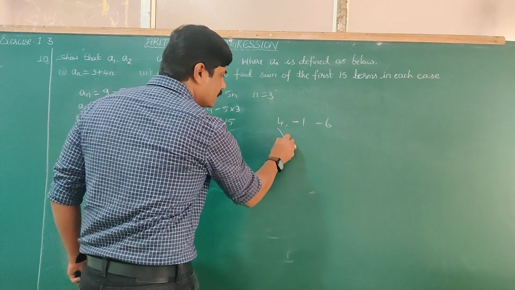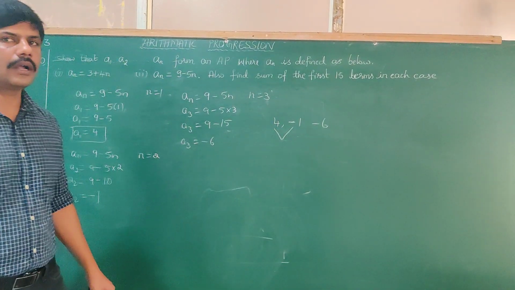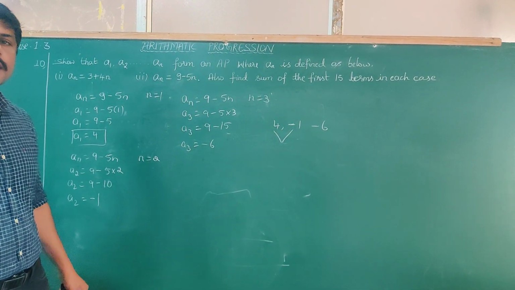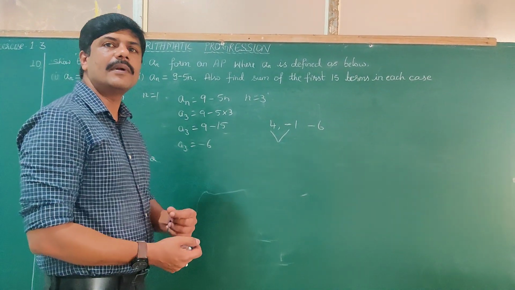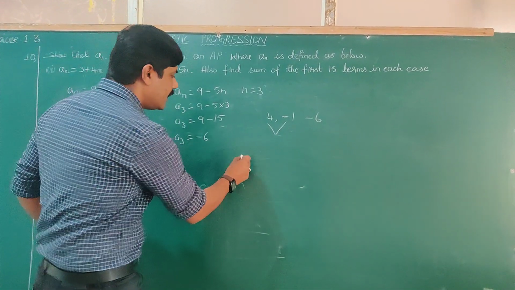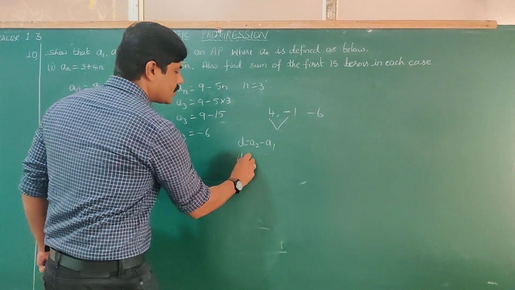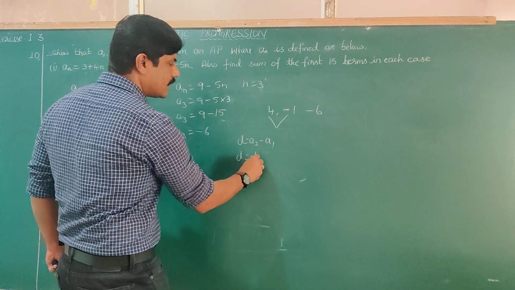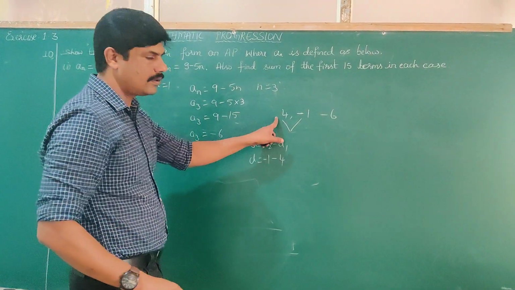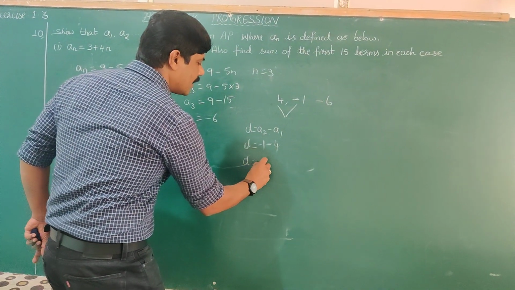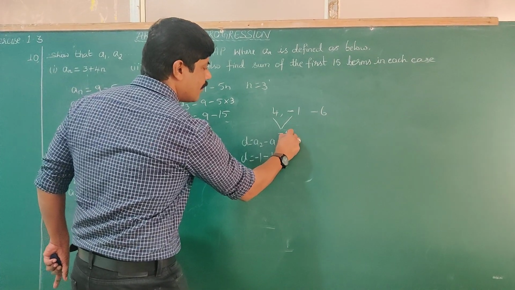The difference between 4 and minus 1. What is the common difference? How are we going to find the common difference? d is equal to a2 minus a1. What is a2? a2 is minus 1, minus 4. d is equal to minus 5. So the difference here is minus 5.